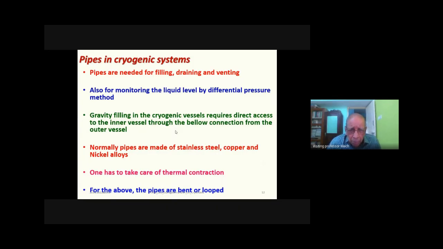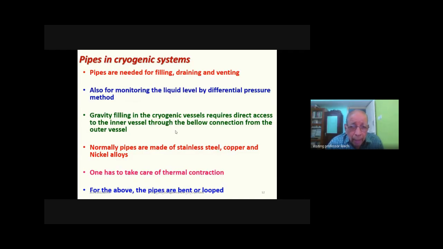Let us come to the pipes in cryogenic systems. The pipes are needed for filling, draining, and venting the cryogenic fluids. When you vent, it is the vapor of the cryogenic liquid. When you fill, you can either do a filling from the bottom side or from the top side. If you want to completely empty the vessel, then you will require a special drain port also.